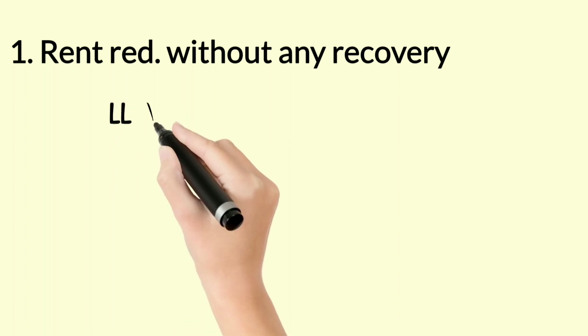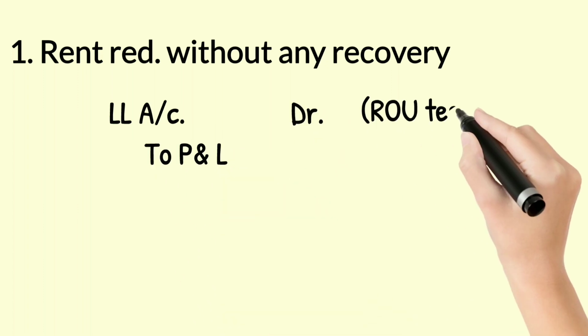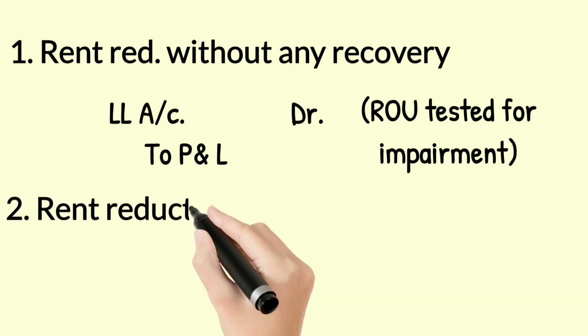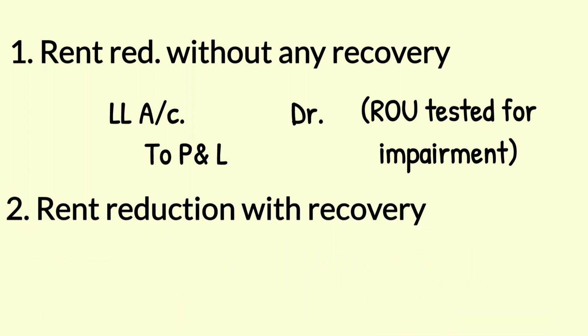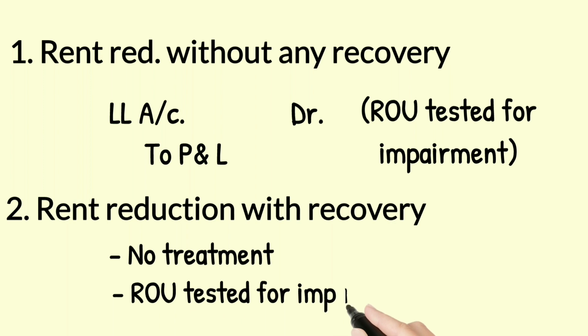If the rent reduction happens without any recovery, then a simple journal entry will be passed and the lease liability will be reduced and the corresponding effect will be given in P&L. But if the rent reduction happens and afterwards the recovery is done, then for such cases no treatment will be done. And in all the cases, the ROU asset will be tested for impairment. Also, if an entity has applied the practical expedient, then it will have to disclose this.